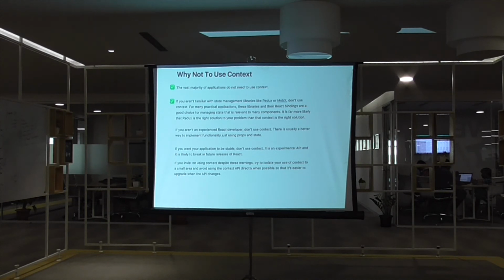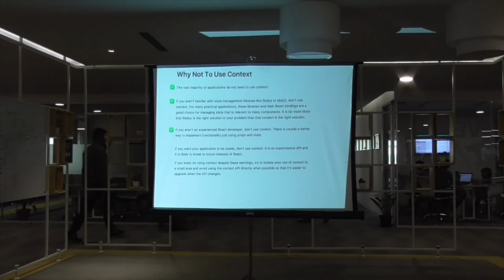The talk is called Advanced React Components. I'm going to use this. Sure, we're advanced here. Now if you've read through this, they get hardcore. If you want your application to be stable, don't use context, right? Now this is something you can't get past. All of us want stable things. It's an experimental API, and it's likely to break in future releases, right?